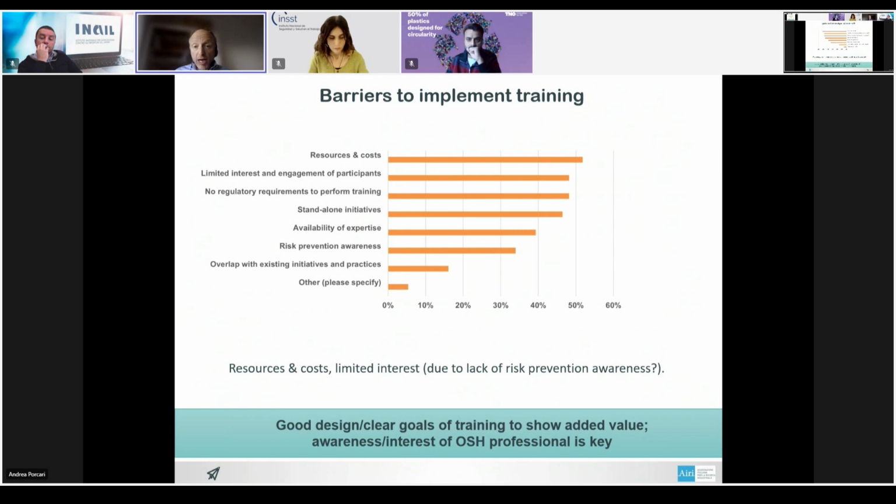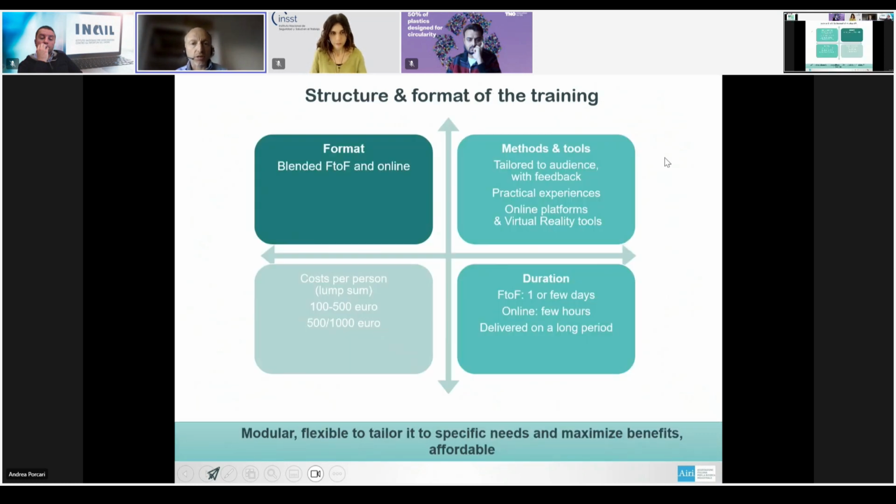So there are as well barriers to implement training. First one maybe is obvious, resources and costs. Second one I think is less obvious, is about limited interest and engagement of professionals and participants. So there's an issue here. Why is there a limited interest? Because there's no need, or maybe because there's a lack of risk prevention awareness related to some of the specific aspects of nanomaterials. For sure, a good design, clear goals of training are needed to show the added value, and awareness and interest of OSH professionals is key. They are the first ones that should be convinced.